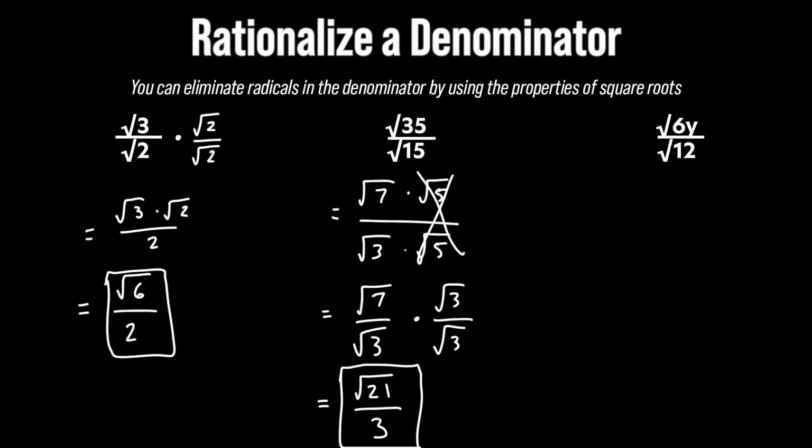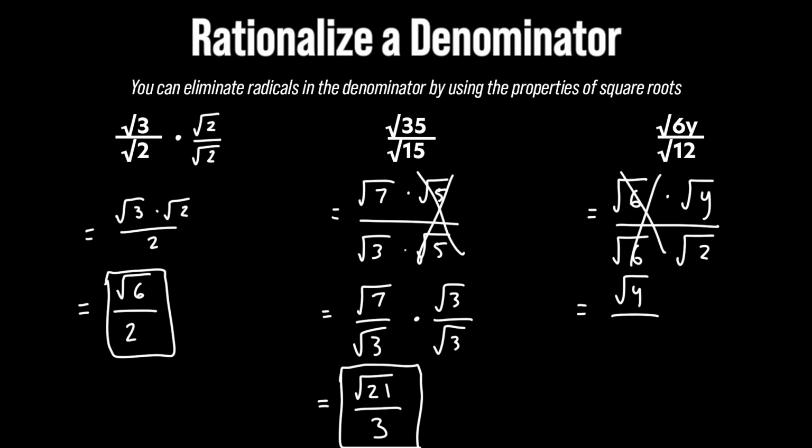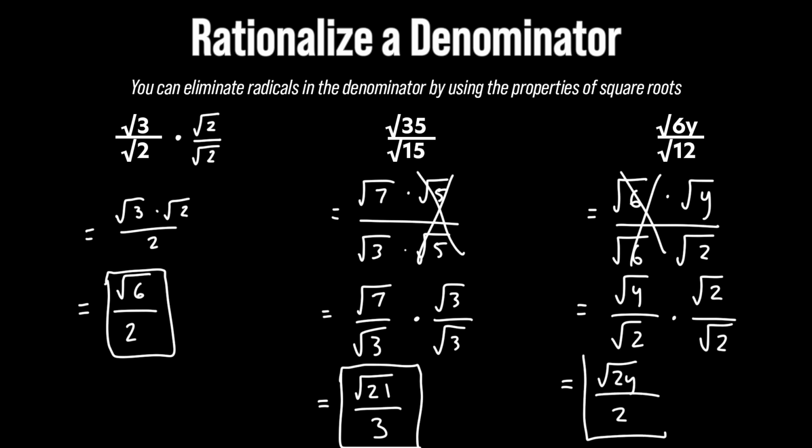Lastly, we have square root of 6y over the square root of 12. Just like the previous problem, let's find a common factor of 6 and 12. Now, what you might notice is that a common factor of 6 and 12 is 6 itself. So we can rewrite this as the square root of 6 times the square root of y over the square root of 6 times the square root of 2. So this would cancel out. So we'd get square root of y over square root of 2. Now let's multiply both sides by square root of 2. And we're going to get square root of 2y over 2. So that's going to be our simplified expression.